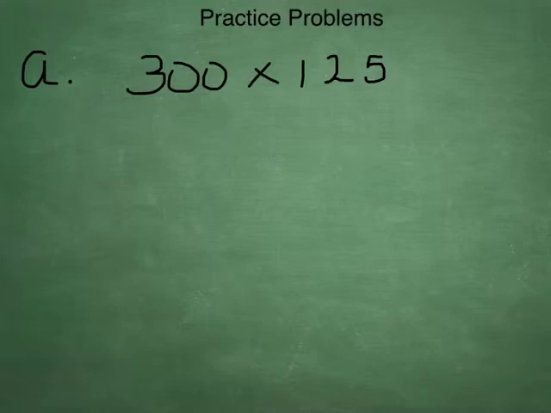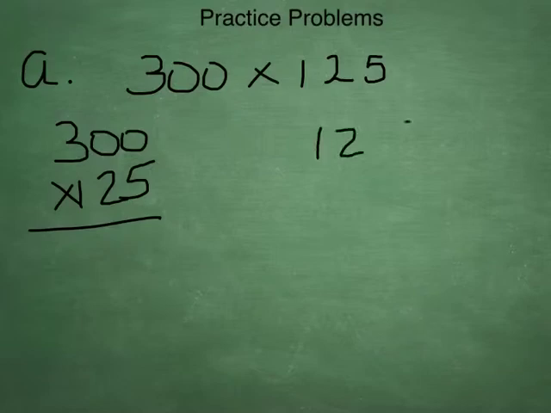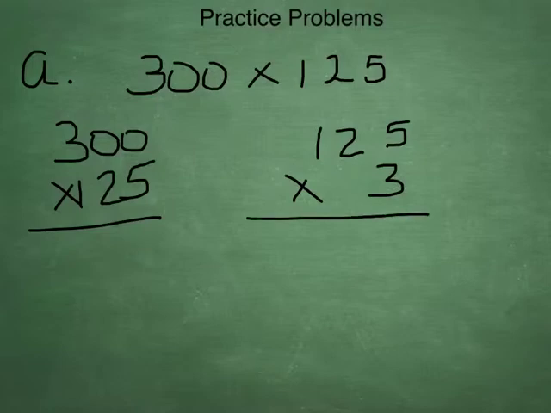The first practice problem says 300 times 125, and we could do that in the standard algorithm. We could say 300 times 125, and we could do it that way. But I think that a simpler way of doing this would be to say 125 times 3, and do that.